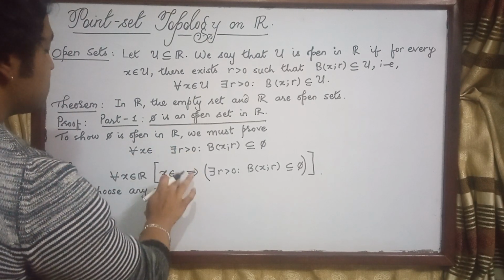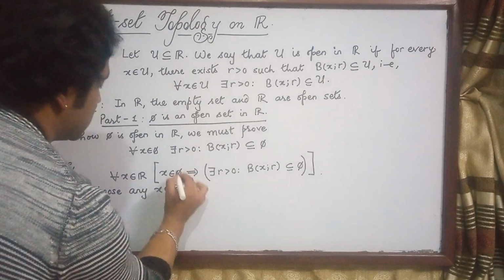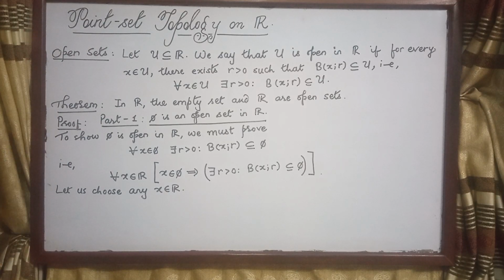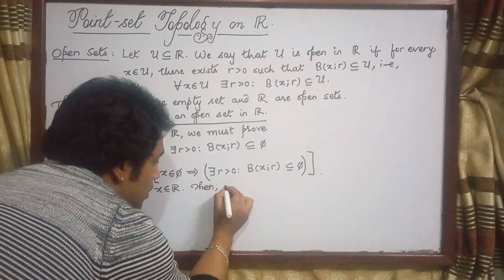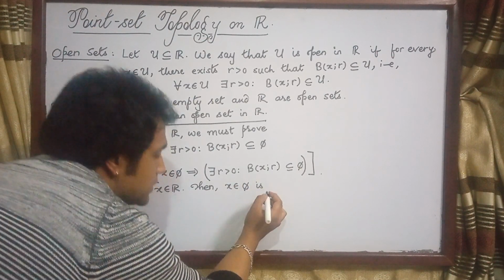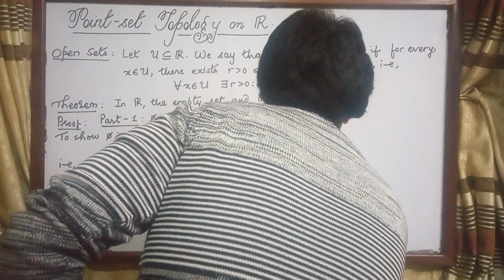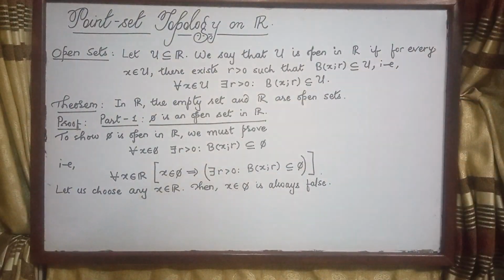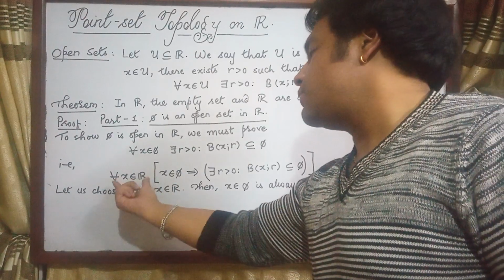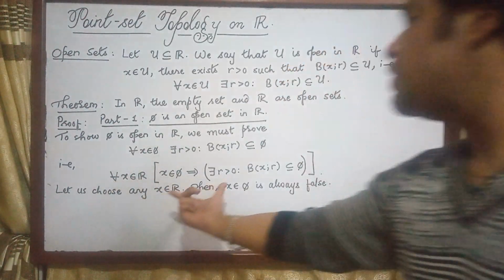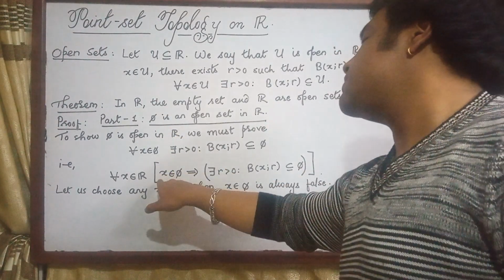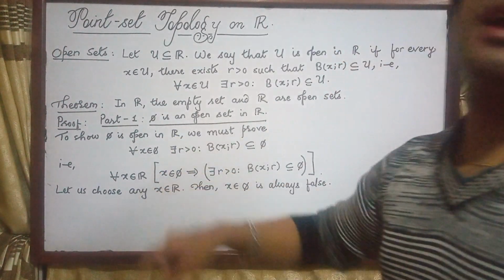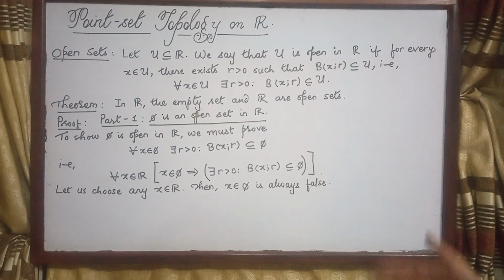Okay, but in our case, is that even possible? No. X belonging to phi is always false. So basically, let's see. We had to prove this statement. So for this part, we have chosen any x belonging to R. And in order to prove this statement, we must have assumed that x belonging to phi is true. But is that even possible? No. It's always false.